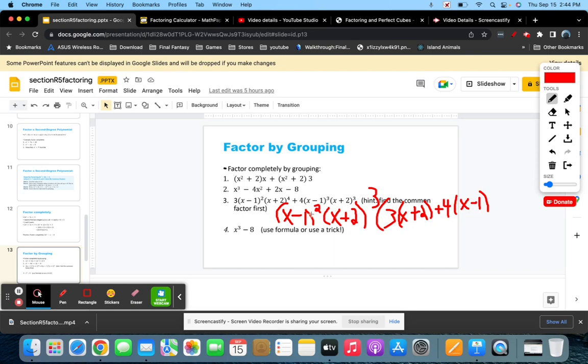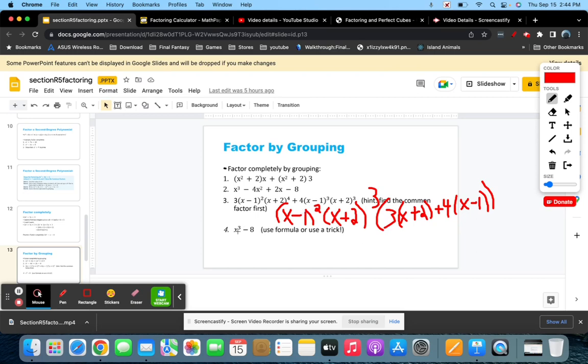So x minus 1 squared times x plus 2 to the cubed times 3 times x plus 2 plus 4 times x minus 1. We can't really combine those, so I need to keep this as a separate section. That's why I have double parentheses in here. It's like this whole section, but I was able to factor out these 2 things.